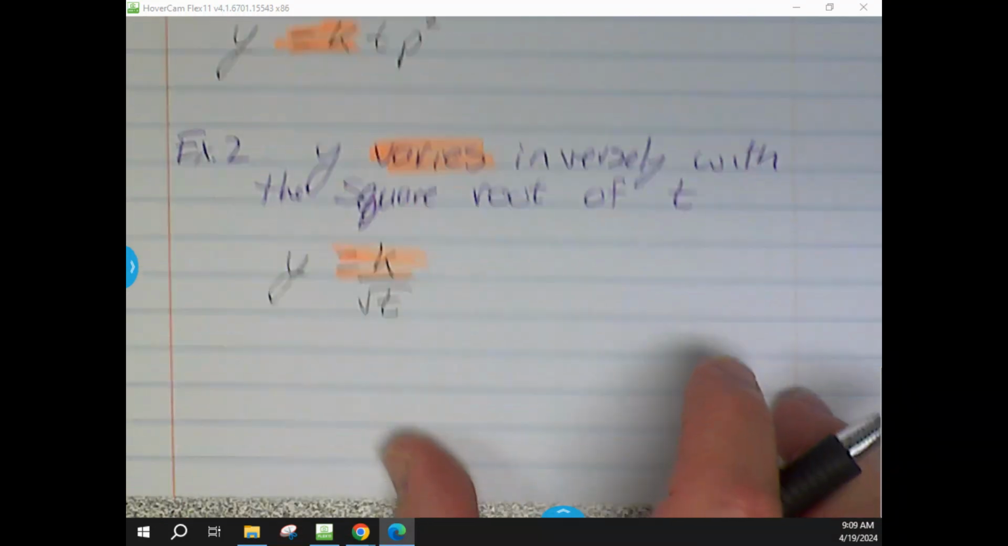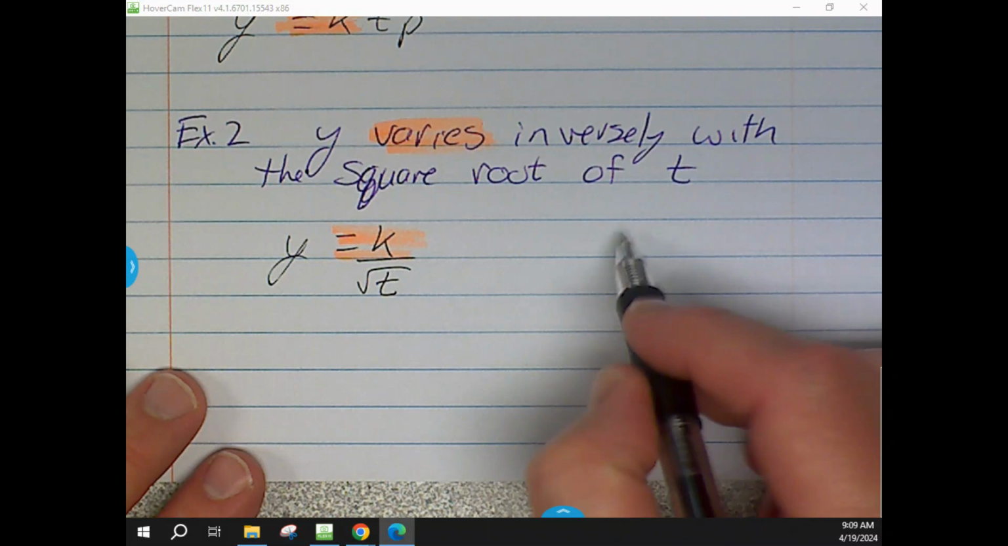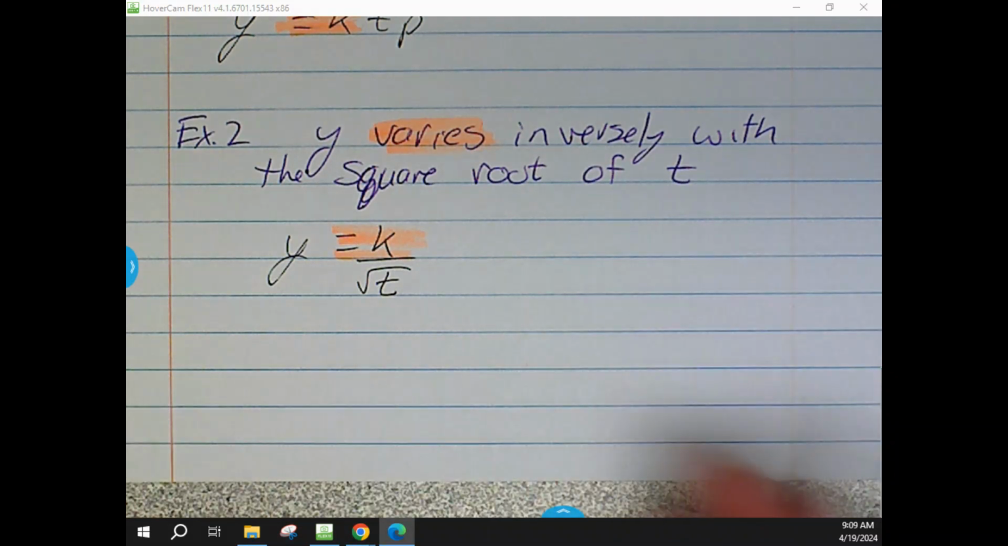And again, they may give you a value and say, all right, if y equals k over the square root of t, they may give you an ordered pair. If it's 4, 8, go ahead and find out what the next ordered pair would be, or find out what the k value would be. It works exactly the same way: you just take the values and plug them back in.